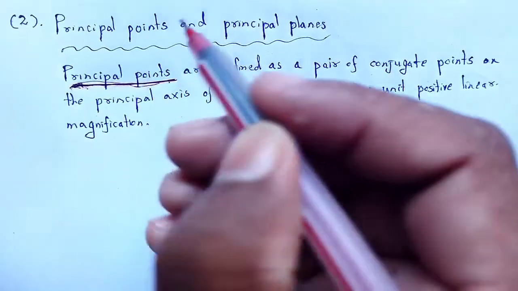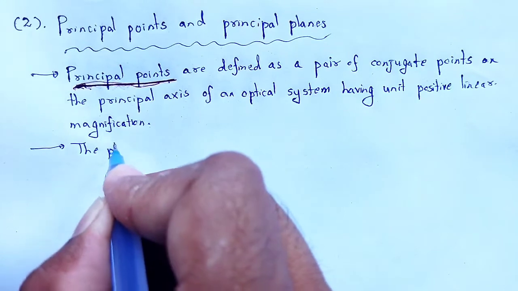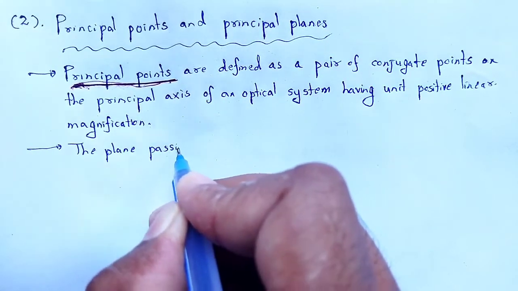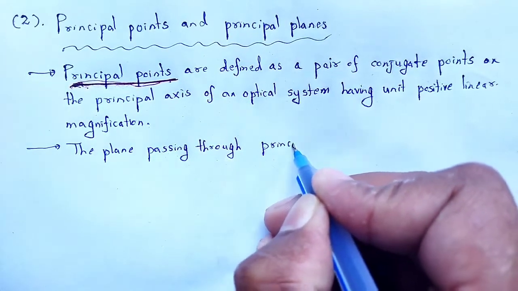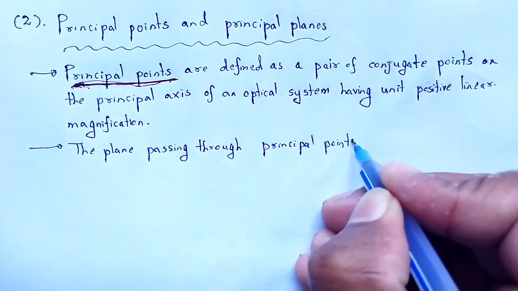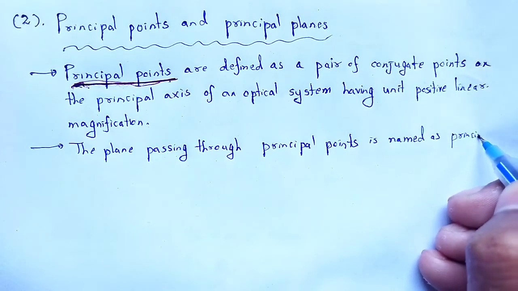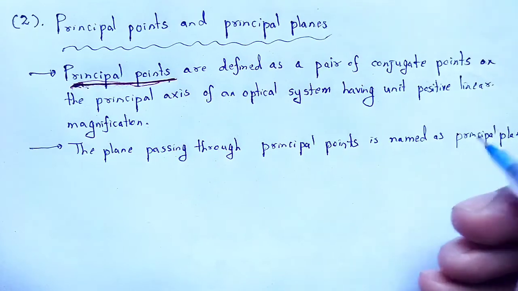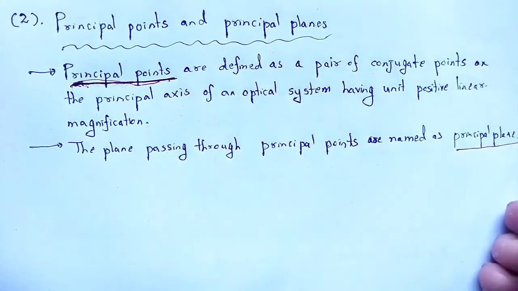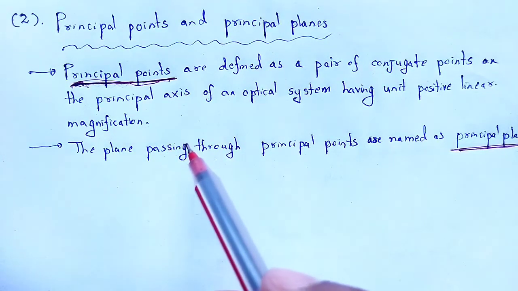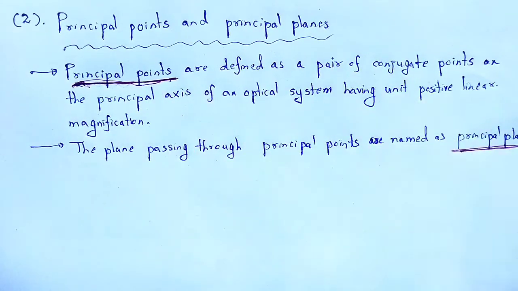This is the principal points. The plane passing through the principal points is named as principal planes, like the first principal point, and the plane passing through the first principal point is named as the first principal plane. Similarly, for the second principal point it will be named as the second principal plane.